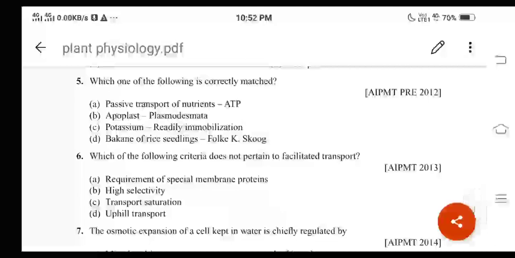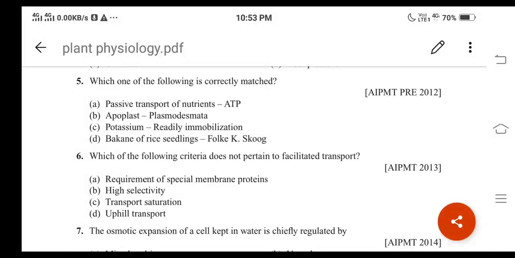E. Kurosawa, right? And here remember, according to the question, what they have asked here is which one of the following is correctly matched, right? Option C only is correctly matched. Potassium readily shows immobilization. Okay, it means it shows immobilization only. Readily is not having any meaning here, right? It is an immobile one.